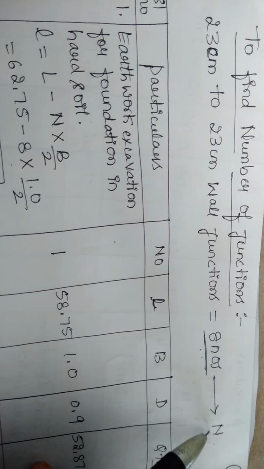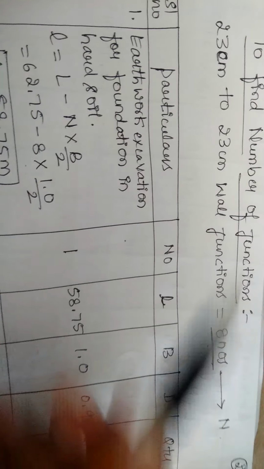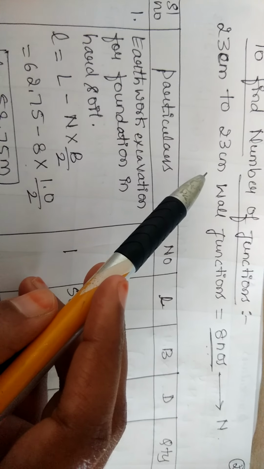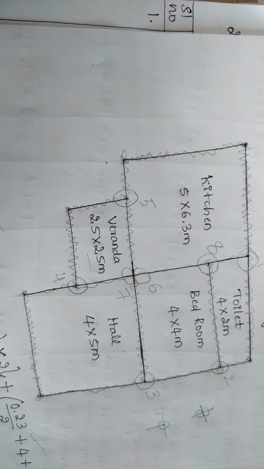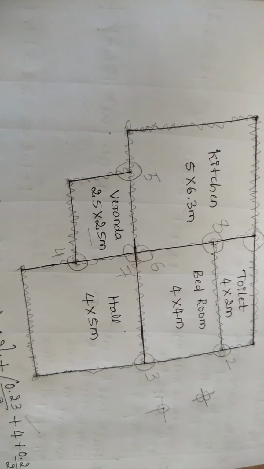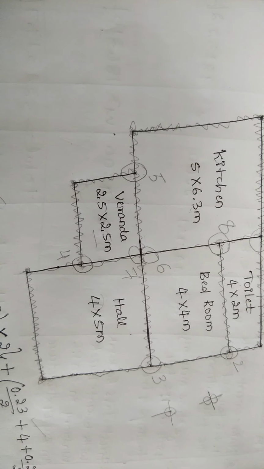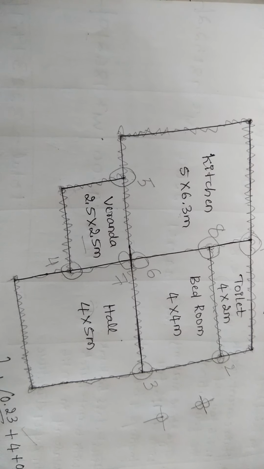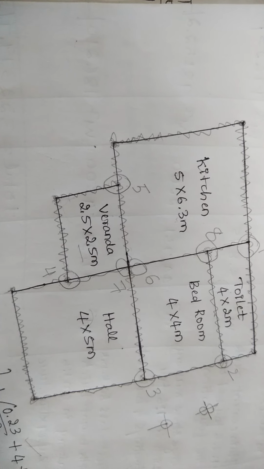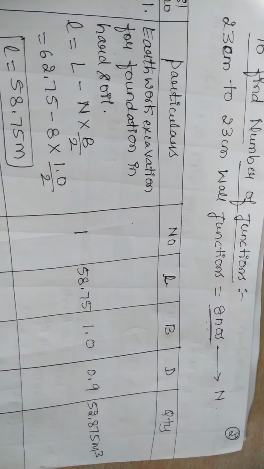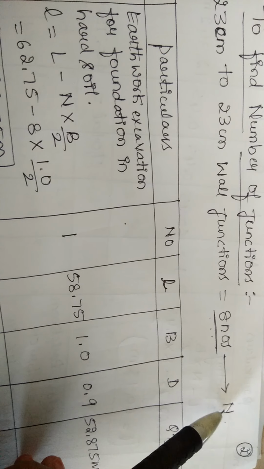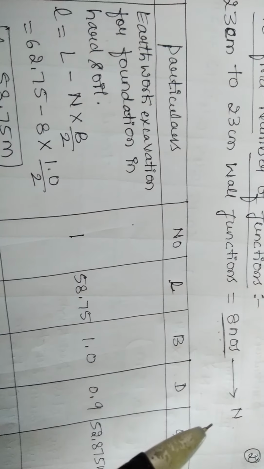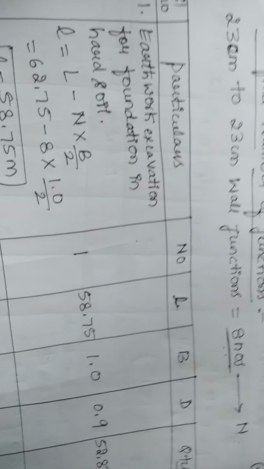Here I am considering n as the number of junctions for a 230 mm wall. See, there is only one wall thickness in the building. The building consists of a single thickness, that is 230 mm. You will only get junctions for the 230 mm wall here. So the total number of junctions you have got is n. Here I am considering capital N as the number of junctions. Now this completes the second step.